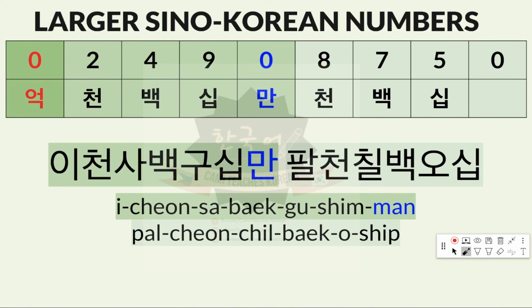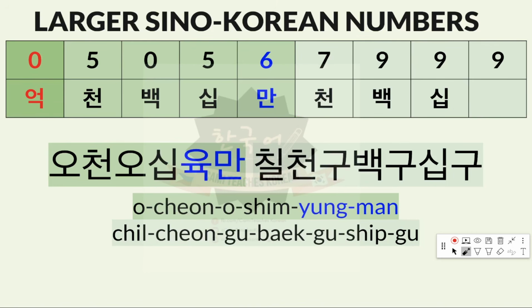So, hopefully you can use this pattern as practice po. You can try making your own Korean numbers po using this pattern. Let's try another practice po. 50,567,999. So, we always start with the largest number po, largest group po muna. So, this one po, 5,000.